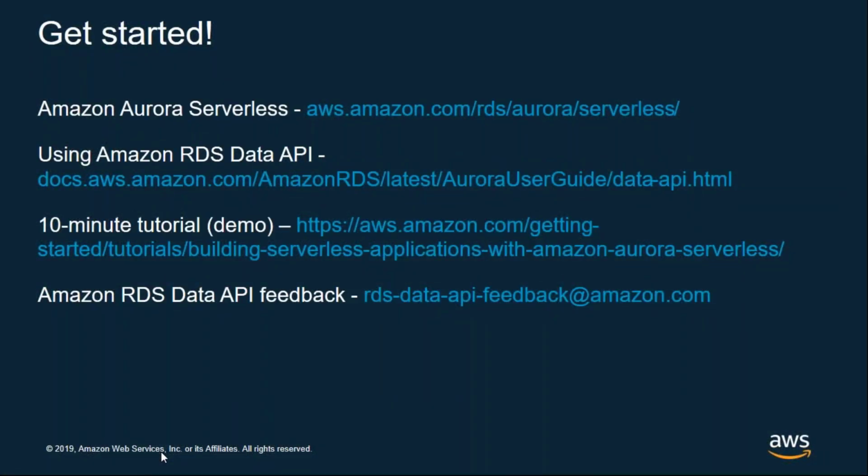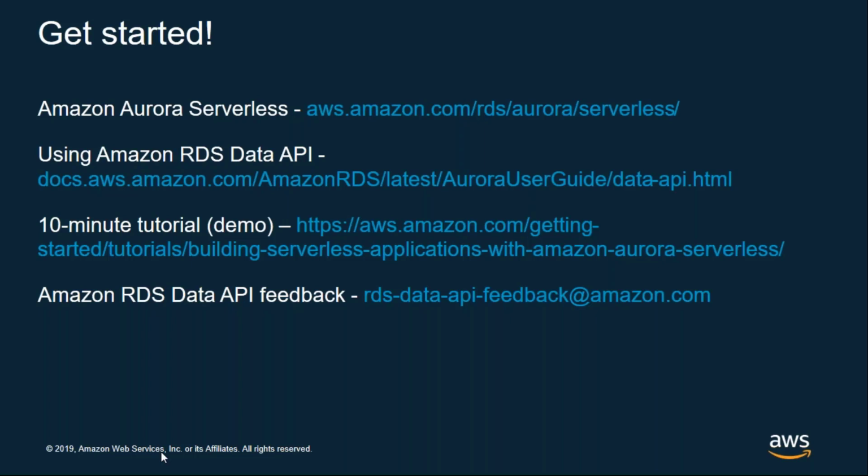So here are a few resources that you can use to use the Amazon RDS Data API. First of all, here's the documentation for Aurora Serverless, some documentation for RDS Data API. If you want to screenshot this, I think this would be a good time to do it. A tutorial that I just covered, it's called the 10-minute tutorial, but as I did it, it only takes really 5 to do it. And yeah, that link is right there.